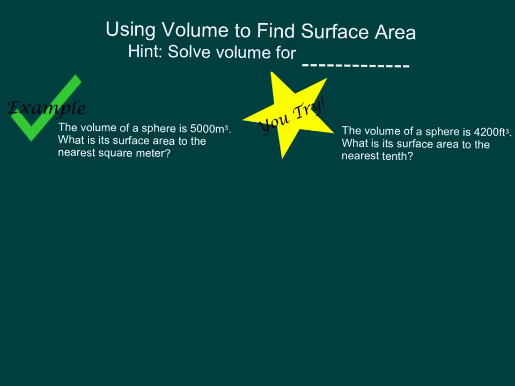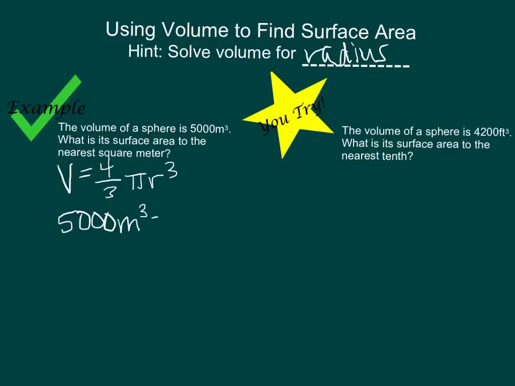So this next thing we have to do is use our volume in order to find our surface area. Now my hint to you is that you should always find your radius using your volume. Once you have that radius, then you can go ahead and plug it into your surface area formula. So let's take a look at this first example. My volume, remember, we know is 4/3 pi r cubed. But in this case, they told me that my volume is 5,000 meters cubed. So I'm going to set that equal to my formula.